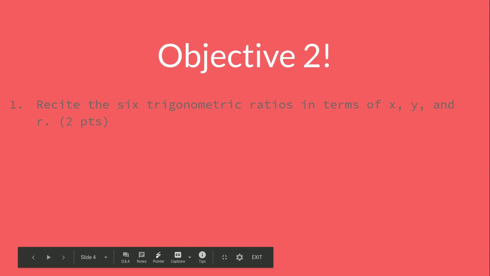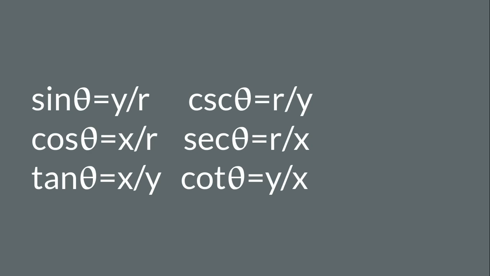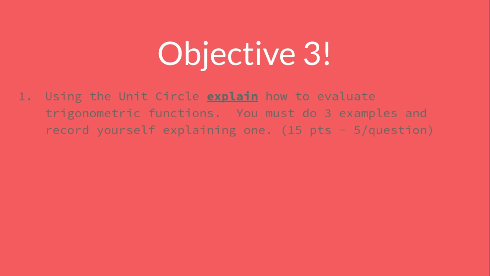Alright, recite the 6 trigonometric ratios. You've got sine, cosine, tangent, secant, cosecant, and cotangent. Sine is equal to y over r, cosine is equal to x over r, tangent is equal to y over x, secant is equal to r over x, cosecant is equal to r over y, and cotangent is x over y. Sweet. Alright, objective number 3.